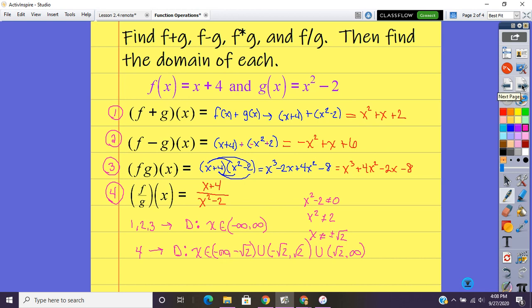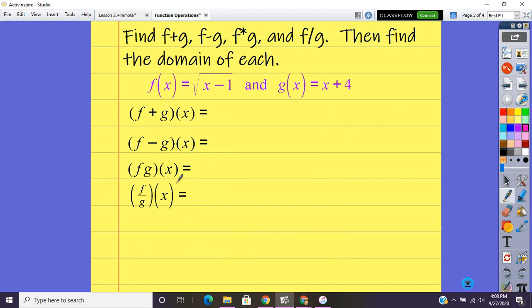Let's look at another example. So how do we think this will work? Well, hopefully you can see that things might work out a little bit easier on this one, but let's wait and find out here. Addition, once again, means I'm taking this square root of x minus 1 plus x plus 4. So let's just write that out. So square root of x minus 1 plus x plus 4. Here's the problem. When it's inside a square root, it cannot combine with things outside of a square root. So this right here is your answer.